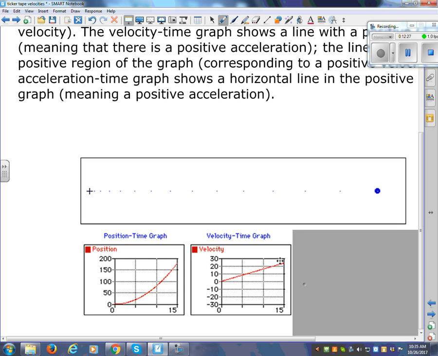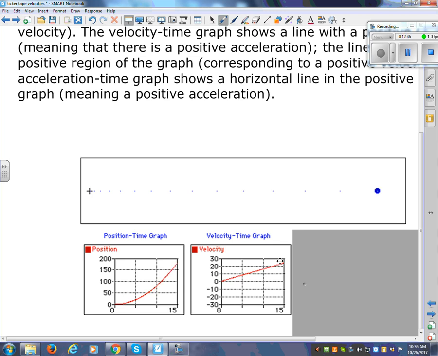Say again, Anna. I hear you asking a question, but just not loud enough for my ears to hear. Pardon me? Yeah, it's getting faster at the same rate. That's called the, start with an A, acceleration. What would the acceleration time graph here look like?